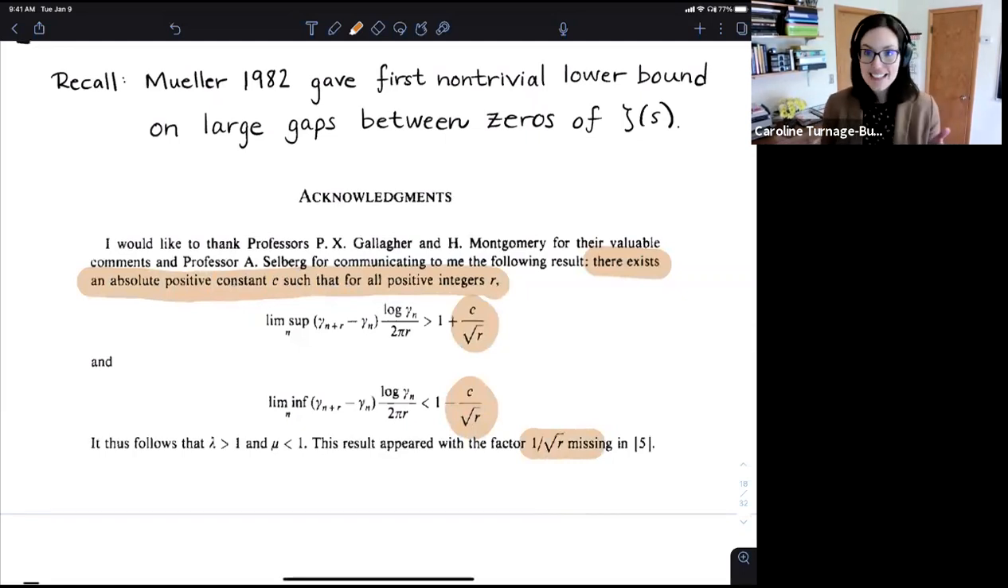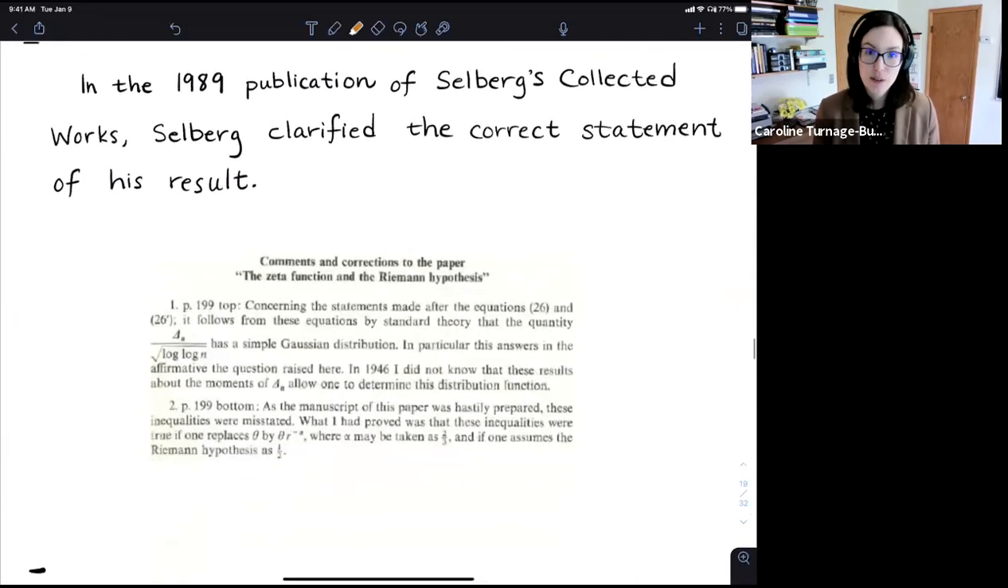Okay, and of course, these are statements of results, but no proof. And here's where the story ends. If you have Selberg's collected works, the 89 publication, this is where everything is clarified. So here Selberg clarified the correct statement. And this is right here.